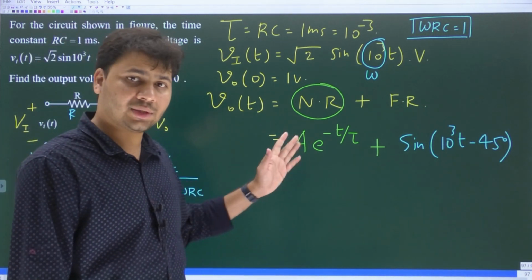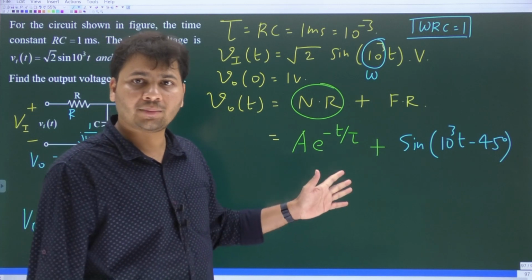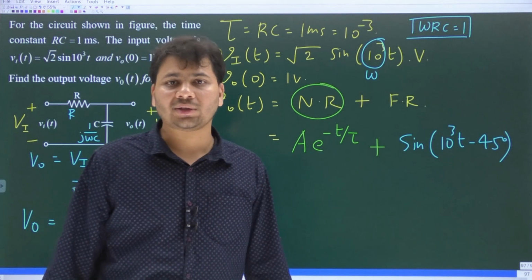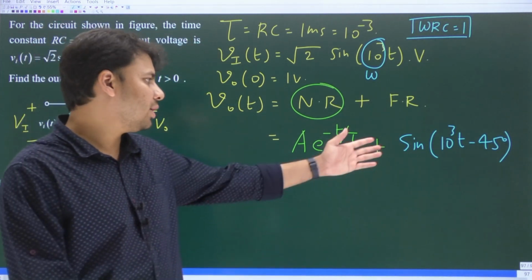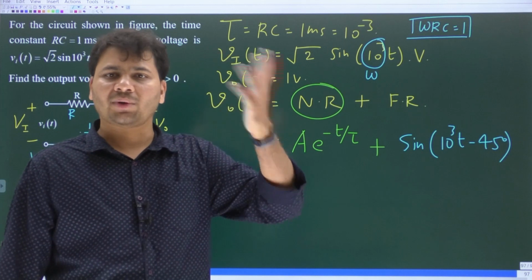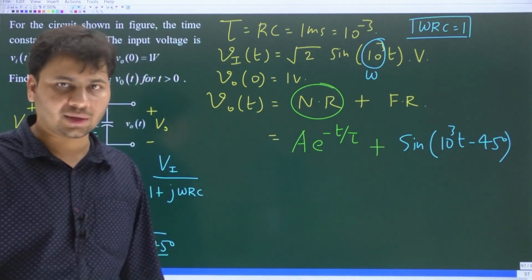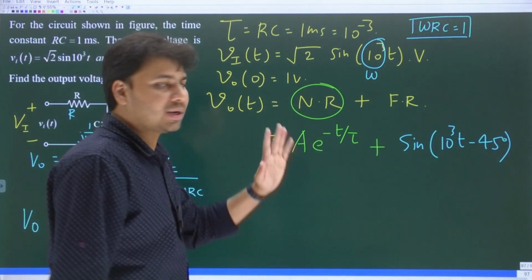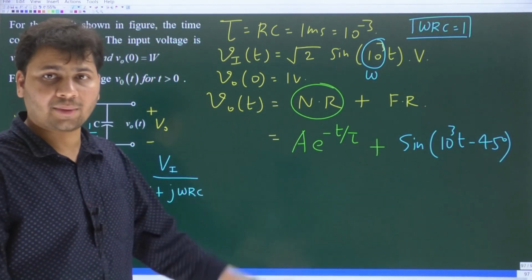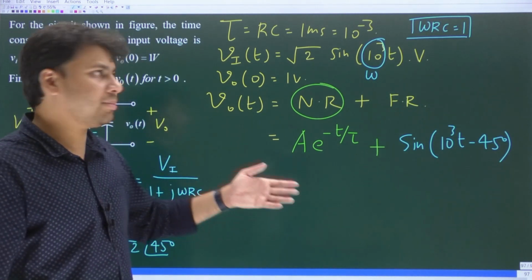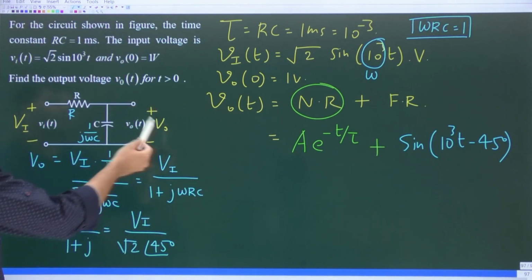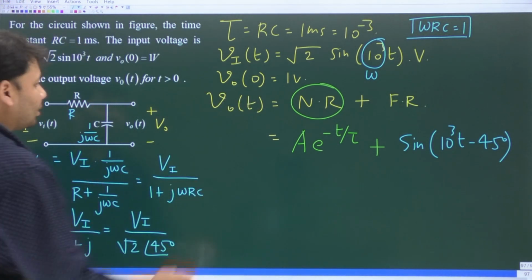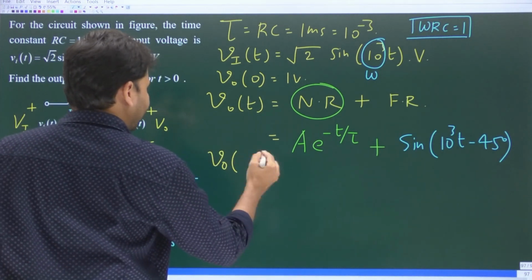Natural response, because it's a first order circuit, will be of the form A times e power minus t by tau, and then the steady state response, which is always sinusoidal at the same frequency, but with a different amplitude and a different phase angle. Now the only unknown in this expression is the value of capital A. How do you find it? By using the initial condition. Already it is given that the initial voltage across the cap is 1. So here you substitute t equal to 0.